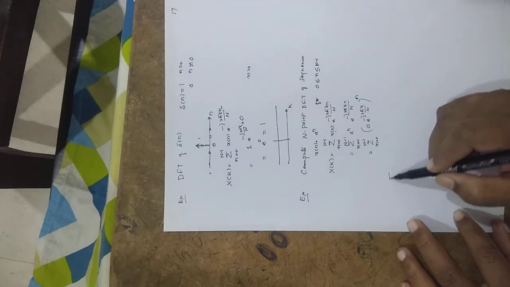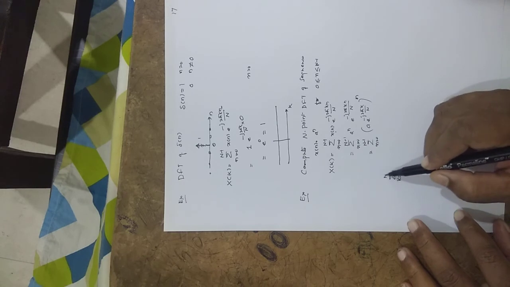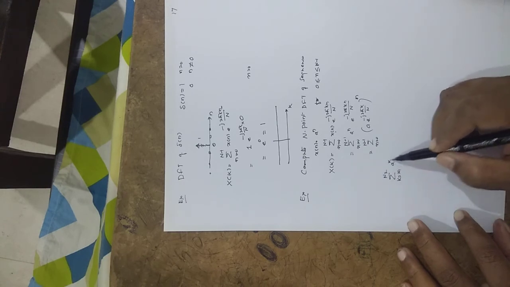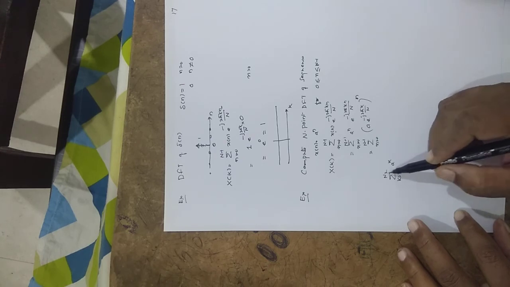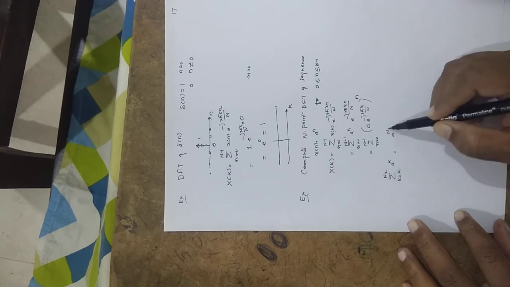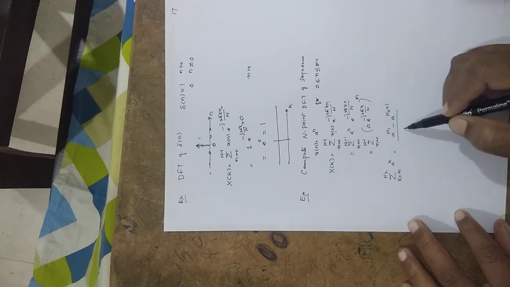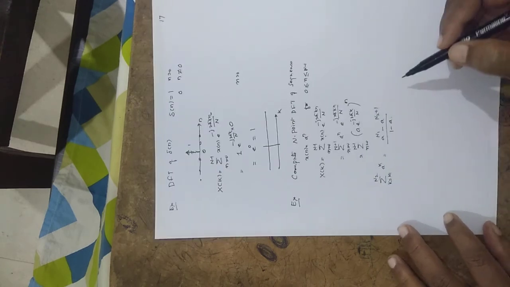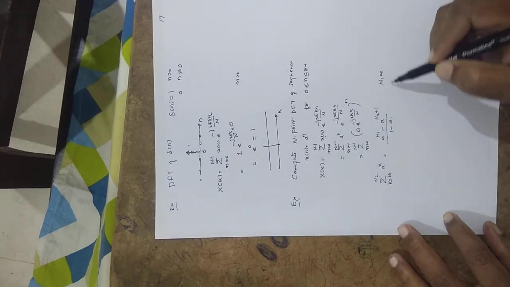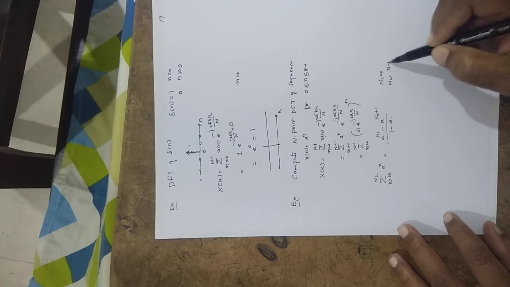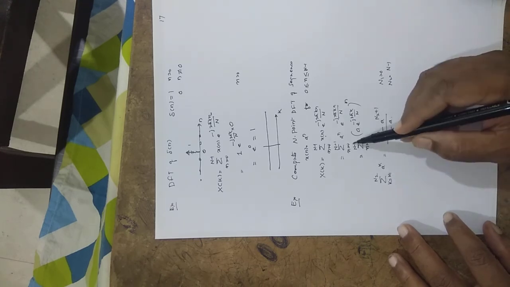You know the formula for this. When k ranges from n1 to n2, the summation of a to the power of k is given by (a to the power of n1 minus a to the power of n2 plus 1) divided by 1 minus a. What is n1 here? n1 is equal to 0 and n2 is equal to n minus 1.